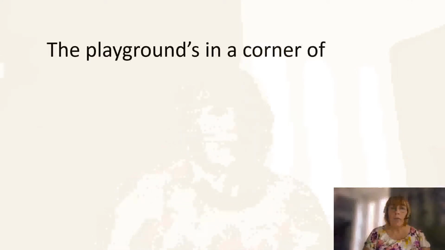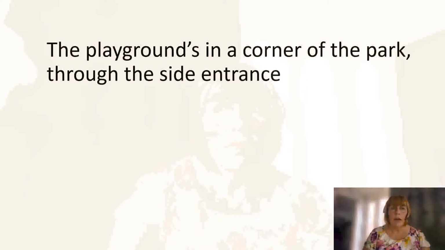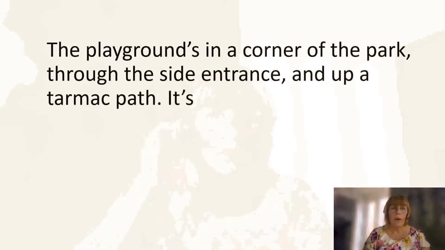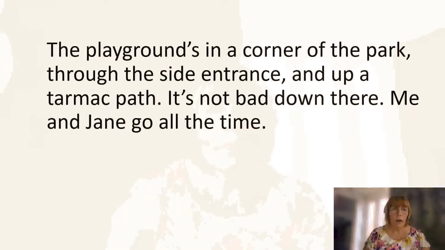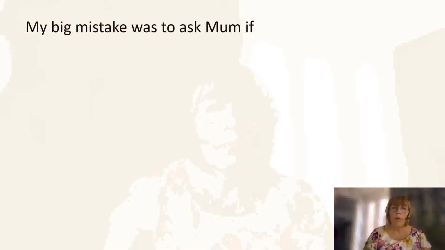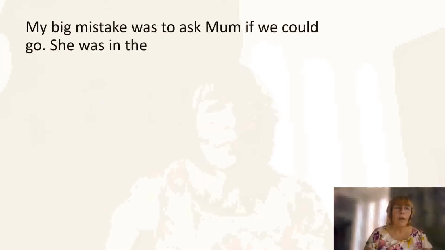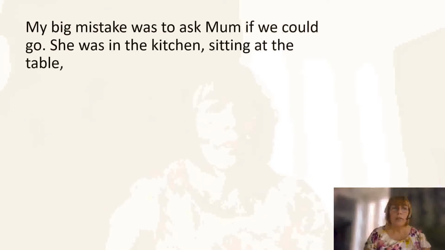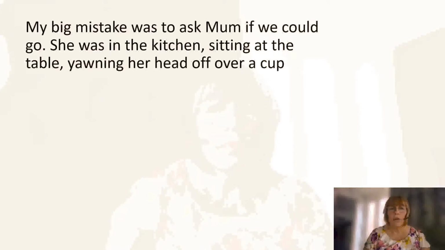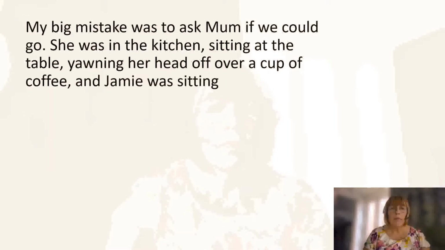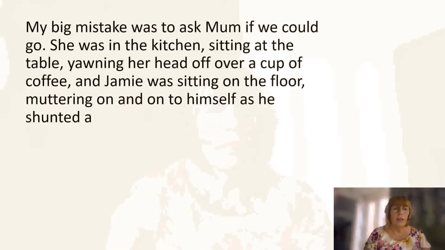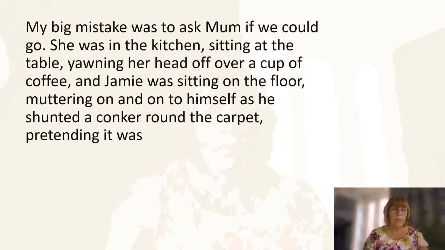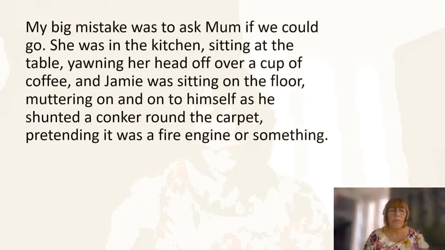The playground's in a corner of the park, through the side entrance and up a tarmac path. It's not bad down there. Me and Jane go all the time. My big mistake was to ask Mom if we could go. She was in the kitchen, sitting at the table, yawning her head off over a cup of coffee. And Jamie was sitting on the floor, muttering on and on to himself as he shunted a conker round the carpet, pretending it was a fire engine or something.